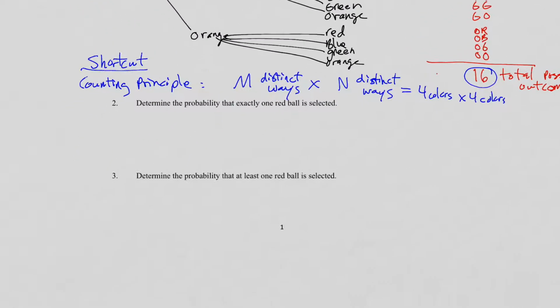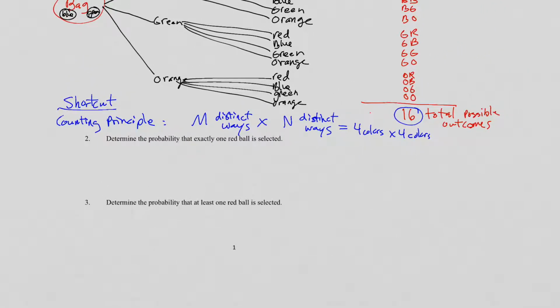Okay, so I would like to go over these now, and we'll do some extra ones in class. So let's start with number 2. It says determine the probability that exactly 1 ball is selected. I'm sorry, 1 red ball.